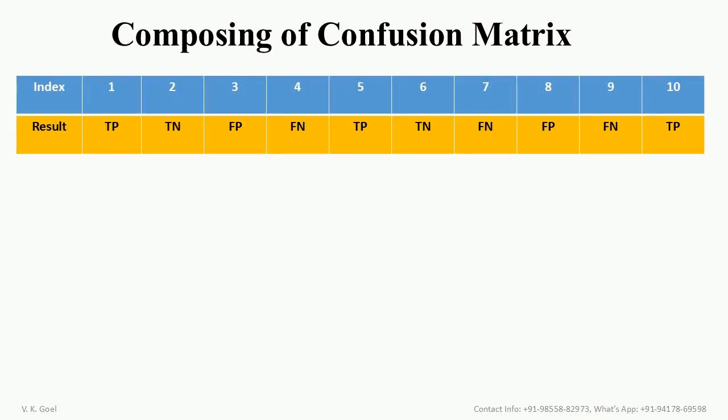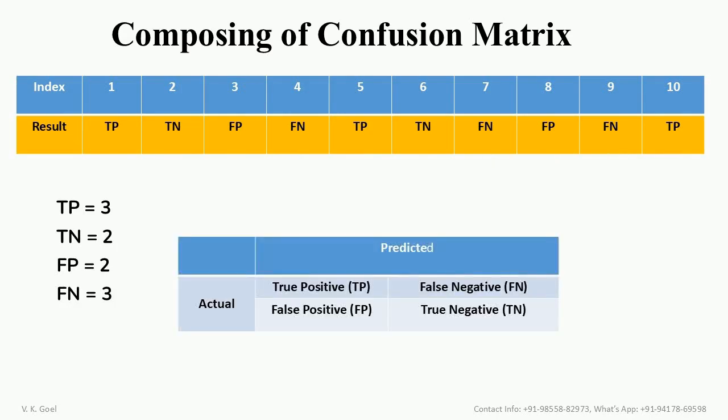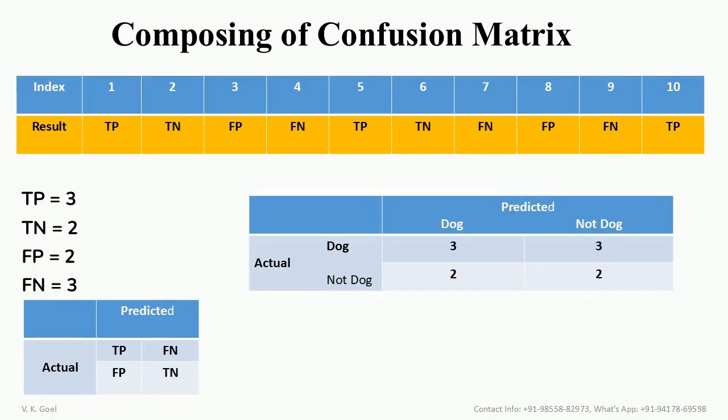Now, it's time to compose the confusion matrix. For this, let's count the TP, TN, FP, and FN. So, TP comes out to be 3. Then, TN is 2. Further, FP is also 2. And FN is 3. Now, TP, TN, FP and FN are arranged in a confusion matrix as shown here. And here is the confusion matrix for the classifier's prediction under test.